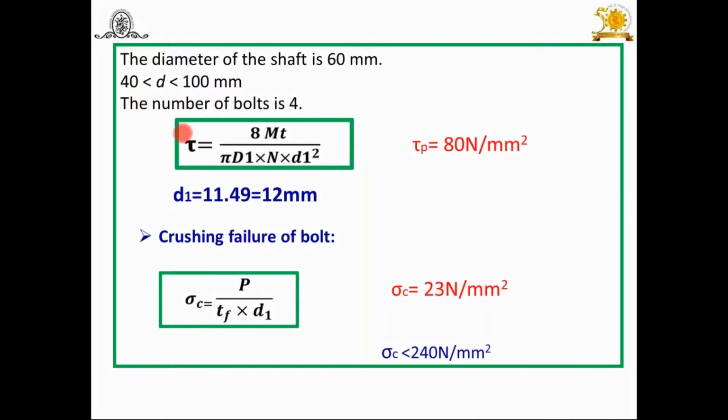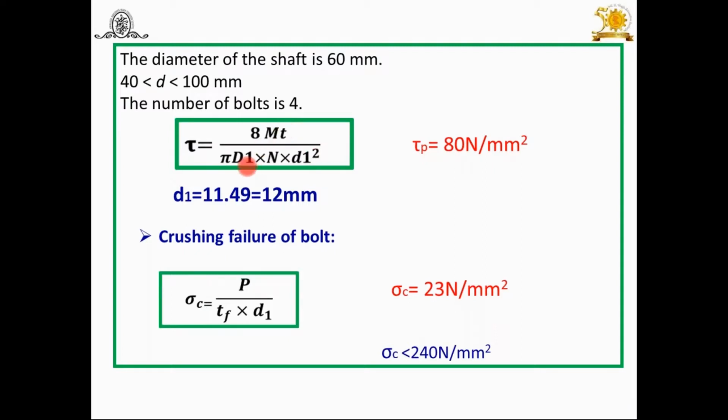Shaft diameter is in the range of 40 to 100, number of bolts 4. And we can use this expression, tau is equal to 8Mt upon pi d1 n d1 square. The tau permissible is given for the bolt material and key material, which we have already calculated from FOS 2.5: tau permissible 80 Newton per mm square. You can substitute here.